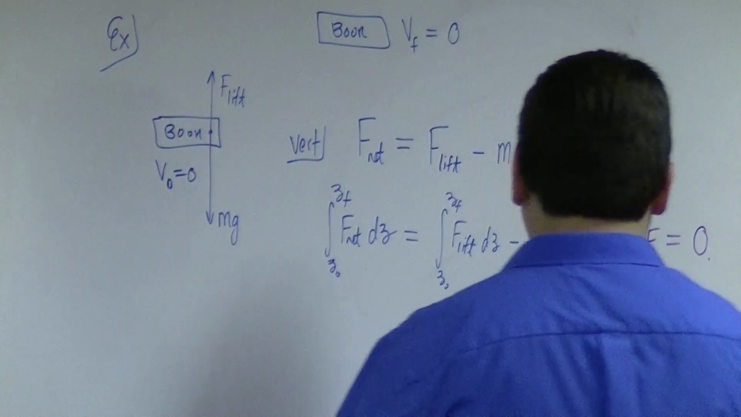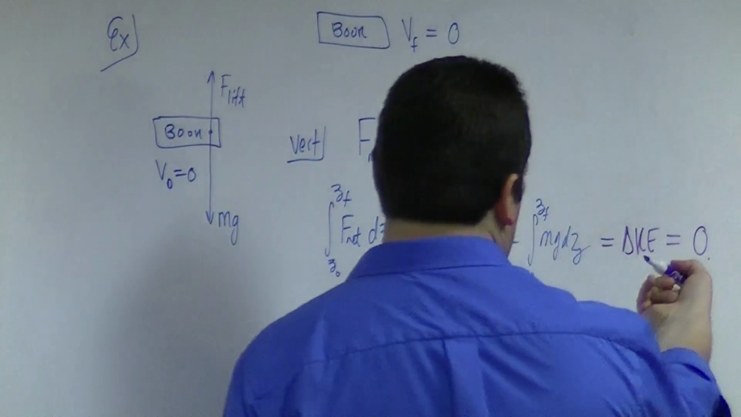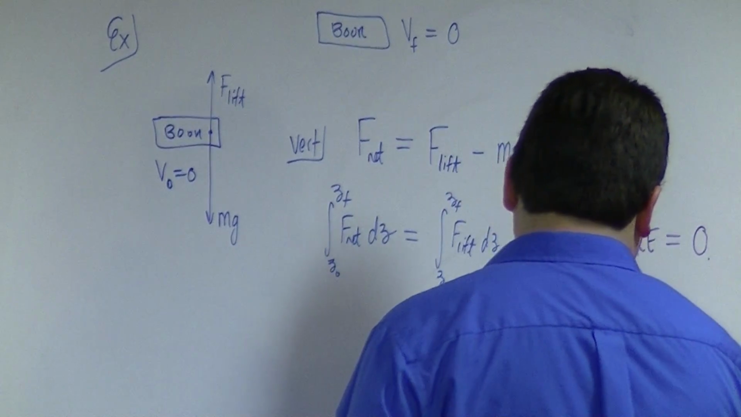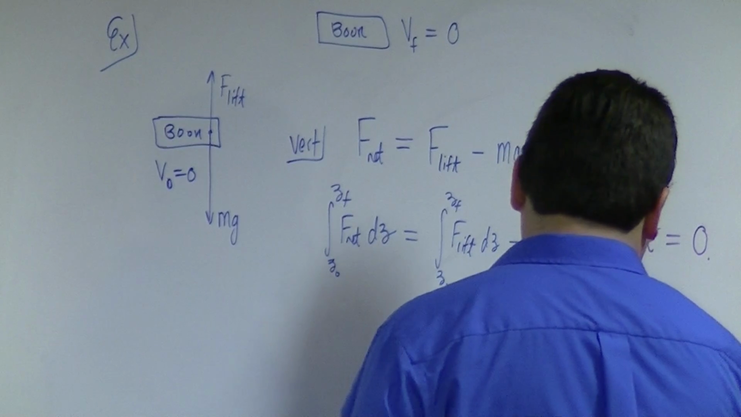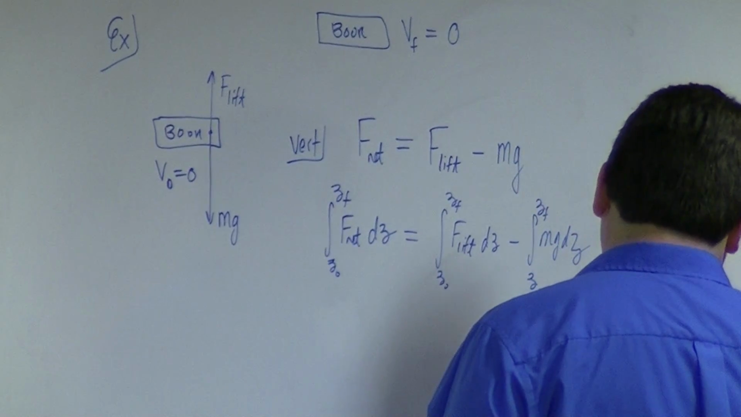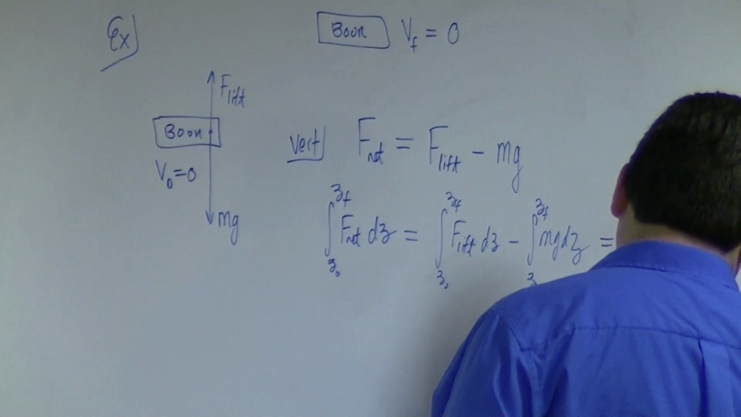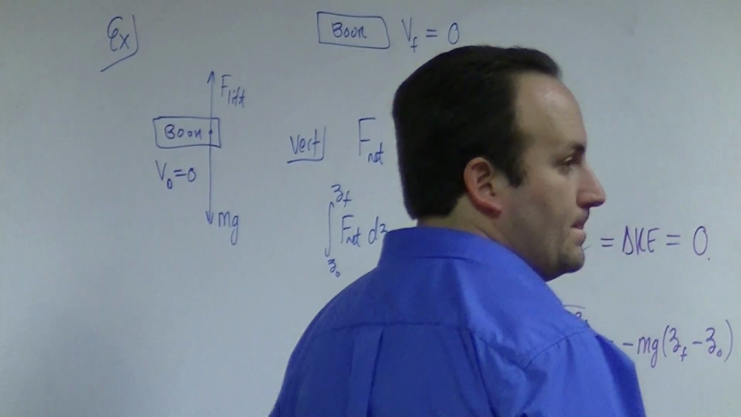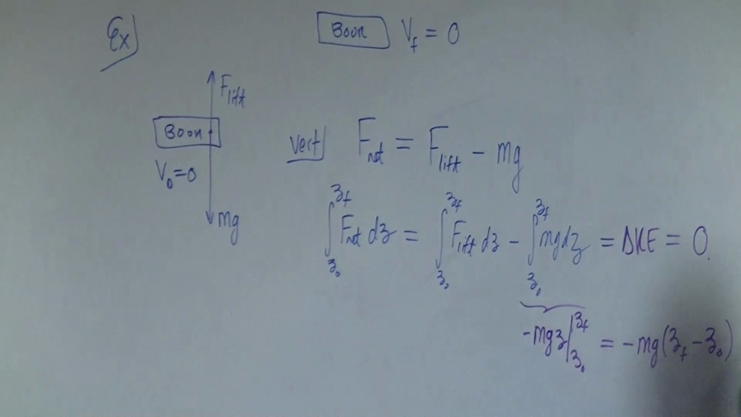So that's zero, right? What's this? This integral you can do, right? That's mgz minus mgz evaluated from z naught to zf, right? So that's equal to minus mg (zf minus z naught), right? Or if you like, minus mg change in z.